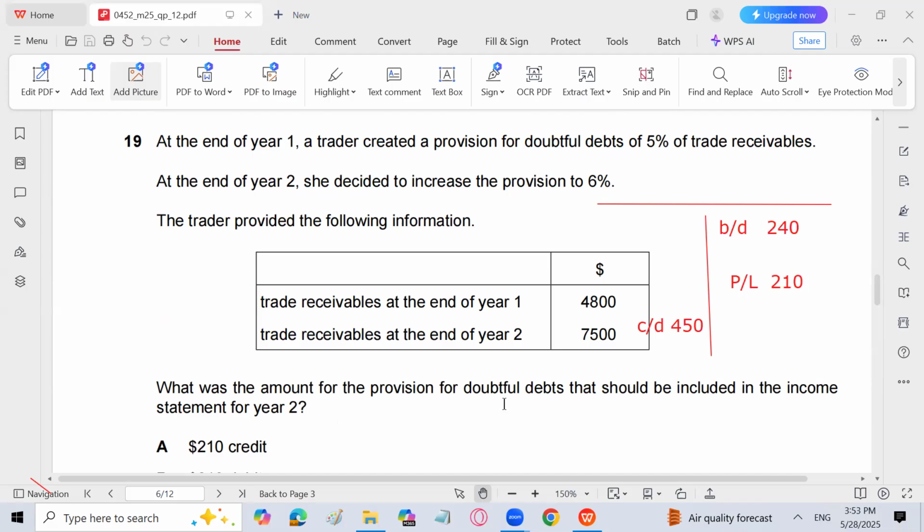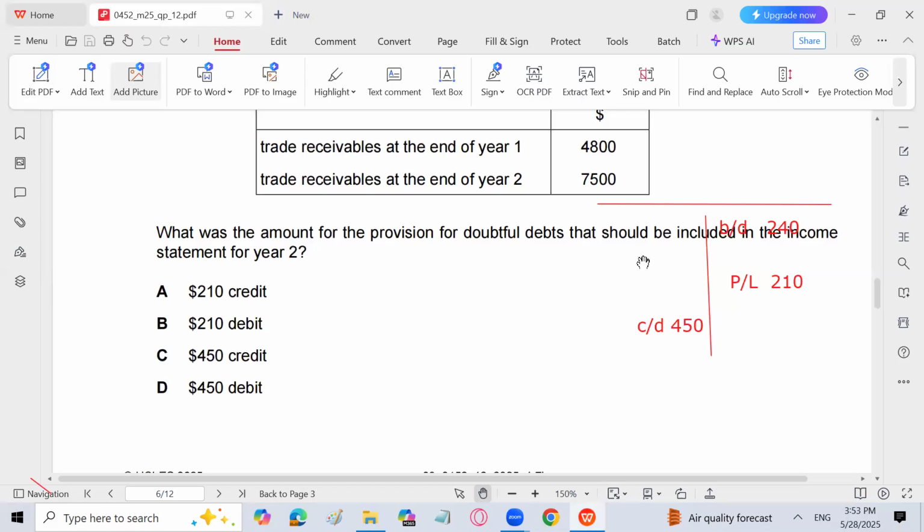And what was the amount of the provision for doubtful debts that should be included in the income statement for year 2? Profit and loss account 210. Increase in provision by 210. So in the income statement, 210 debit. B is the answer. Again, you are thinking wrong.